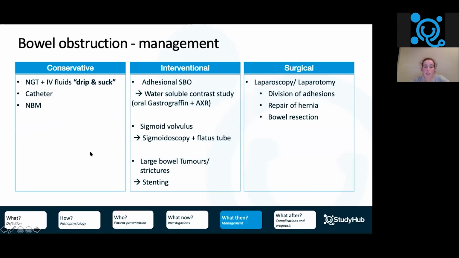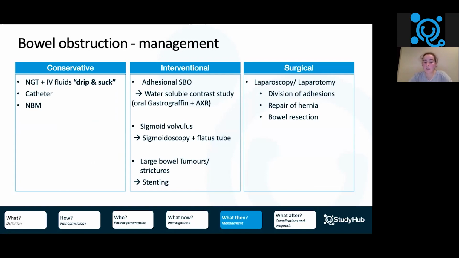In terms of management, we can split this into conservative, interventional, and surgical. So conservative, all patients should undergo drip and suck. So this is an NG tube or a Ryle's tube, and IV fluids. They should be catheterized and they should be kept nil by mouth.